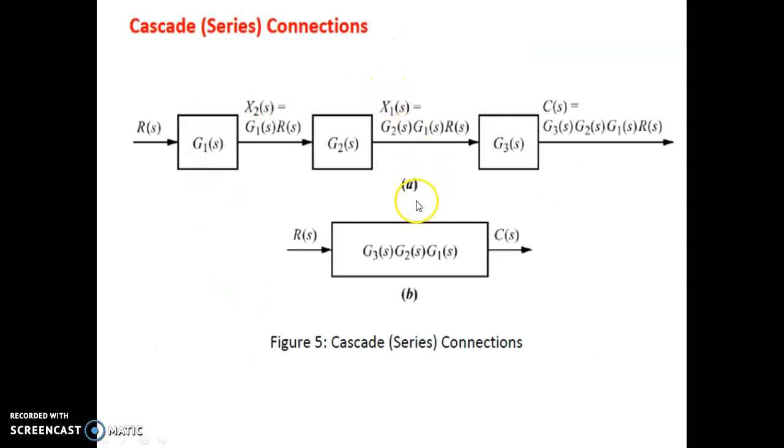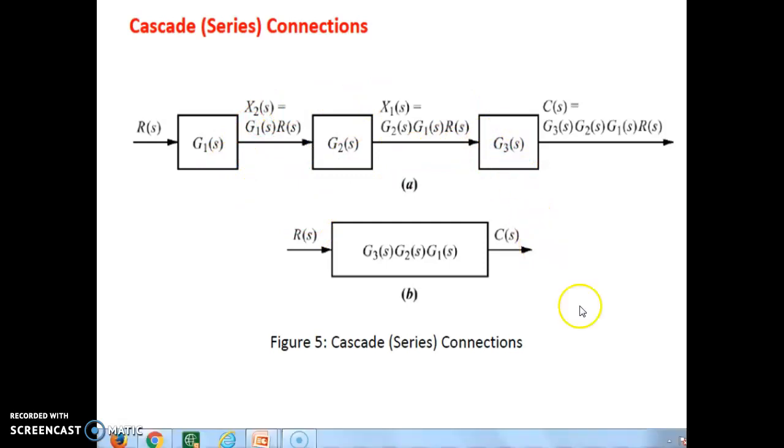Then cascade. See here, R of S into G1 of S, which we are mentioning as X1 of S, then into G2 of S, so X2 of S will be G2 of S into G1 into R of S. Multiply with this term. Again G3 is there, so this whole term will be multiplied with G3. That will be your final C of S. So C of S over R of S equals all of this, G1, G2, G3, right? So this is cascade.